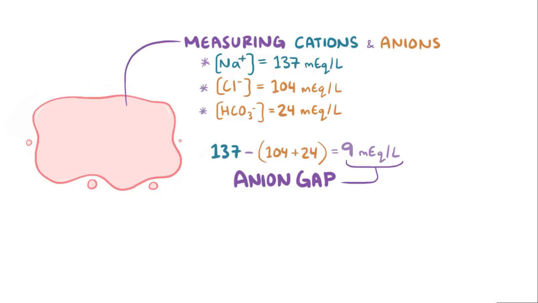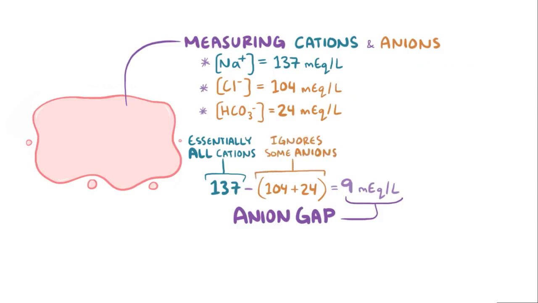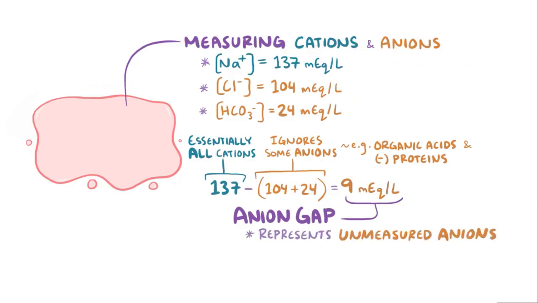Now, just a few seconds ago, we said that the positive charges must equal the negative charges. So why does this gap even exist? Well, it's because sodium accounts for the vast majority of cations in the plasma. But by measuring only chloride and bicarbonate, we're ignoring a bunch of anions, including the anion component of several organic acids and negatively charged plasma proteins, like albumin. In other words, this anion gap represents all these unmeasured, ignored negative charges out there, and normally ranges between 3 and 11 milliequivalents per liter.